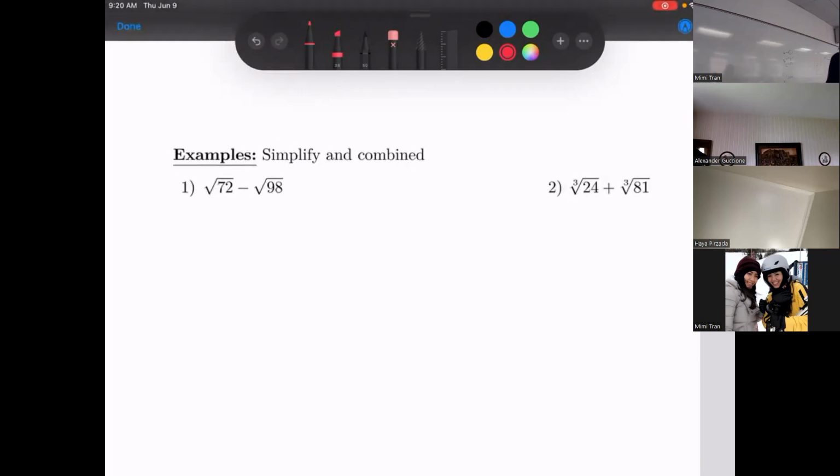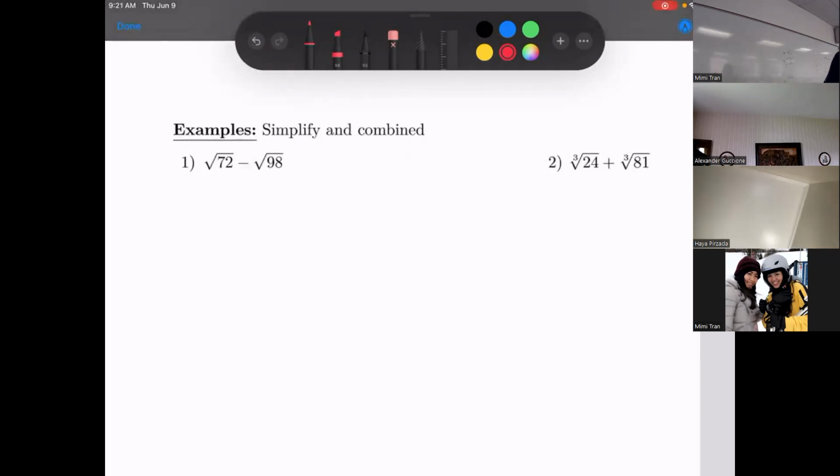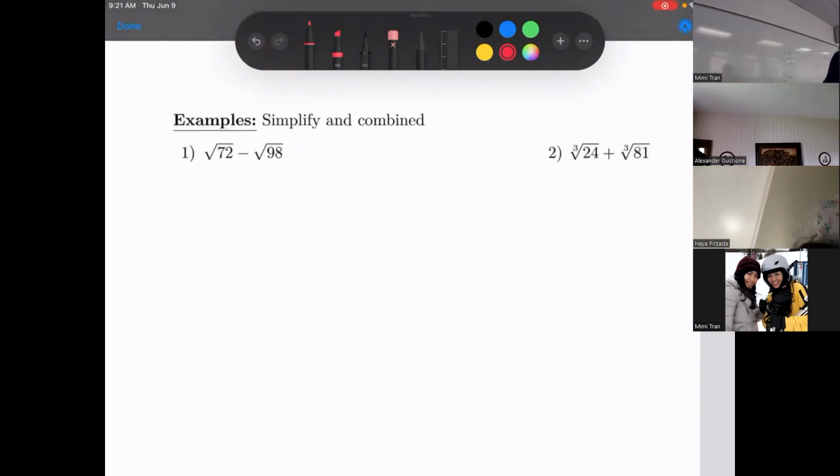Now I give you a practice exam, right? And like last time, it's going to be very much the same. Sometimes I even took the problem from the practice exam. Okay, so simplify this one.